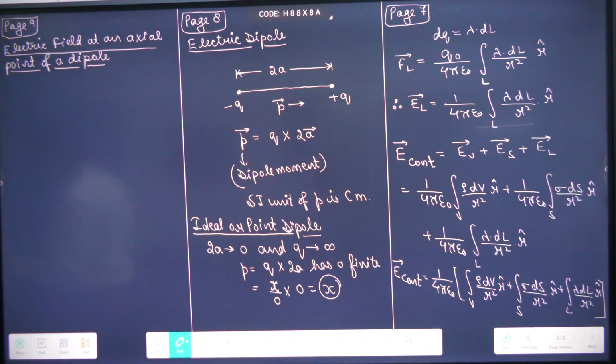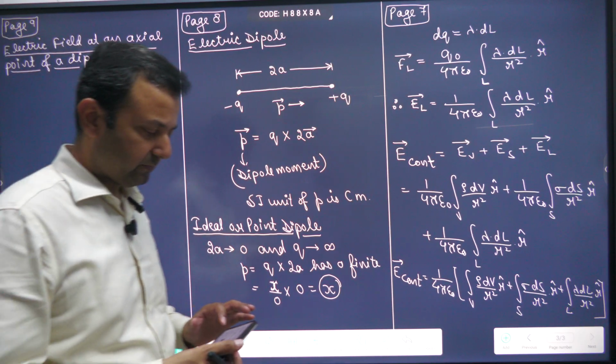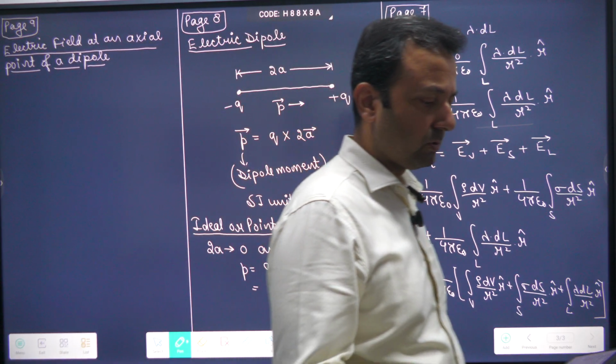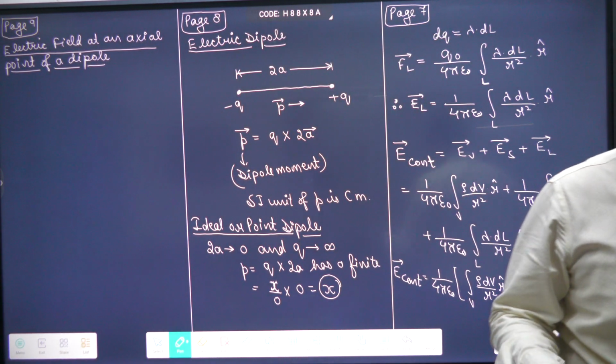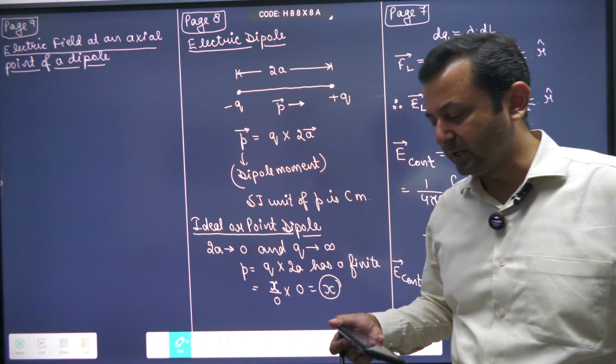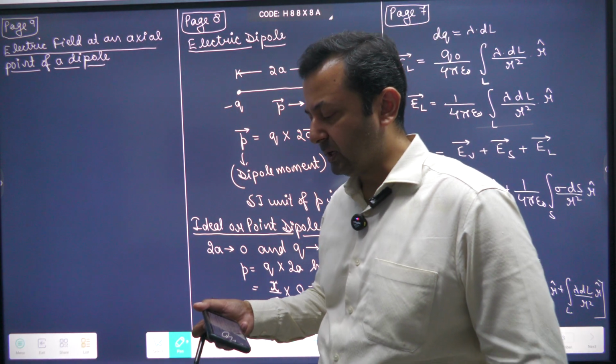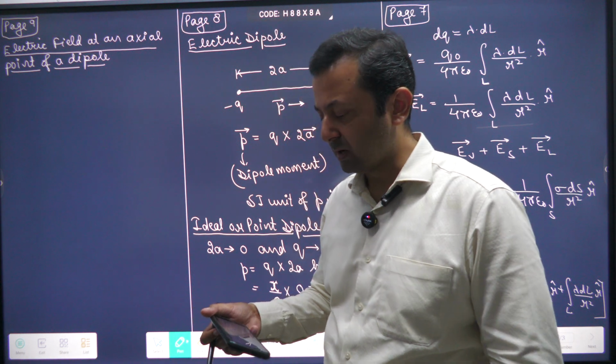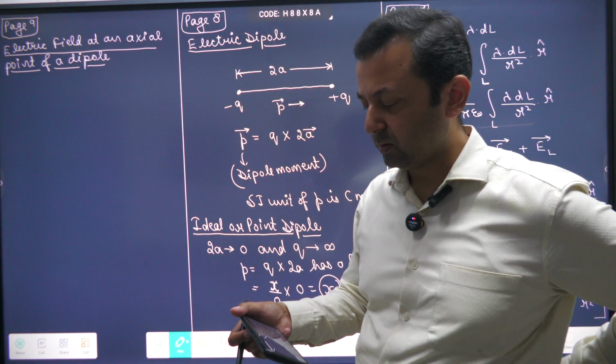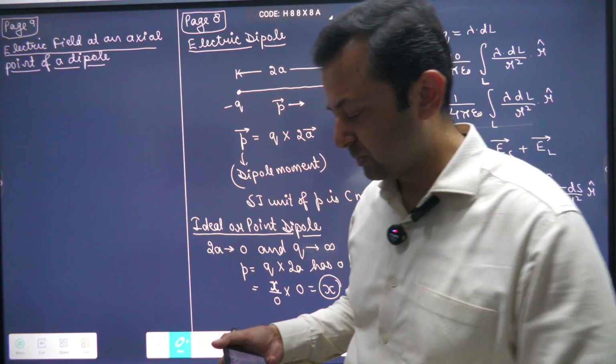So consider an electric dipole consisting of charges plus q and minus q. We are on page number 35. Consider an electric dipole consisting of charges plus q and minus q separated by a distance 2a and placed in vacuum. Let P be a point on the axial line at distance small r from the center O of the dipole on the side of the charge plus q.